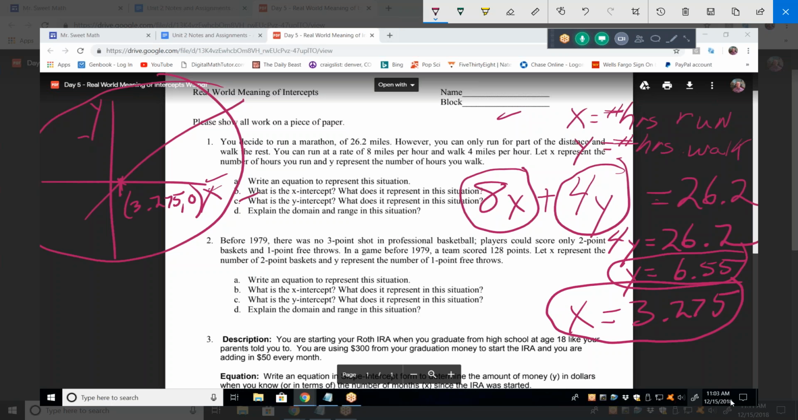So now let's talk about the domain and the range. In this case, we're looking at that equation right there. That is the equation that represents this situation. Domain refers to which variable? The x. Okay, what are possible values here for x? Wouldn't it be 3.275 to infinity?